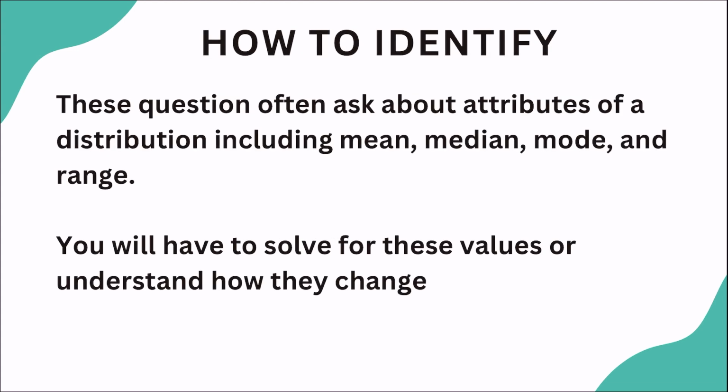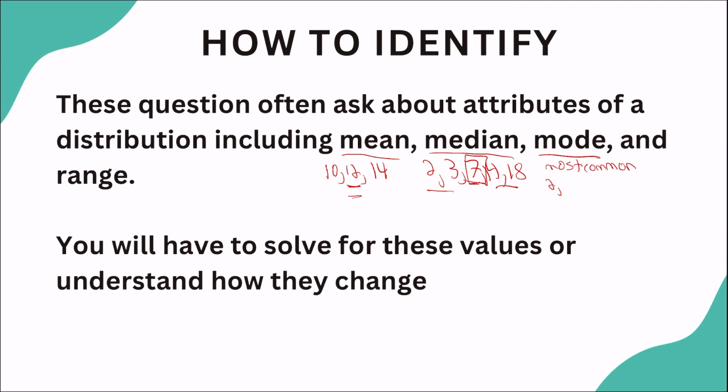So these questions will often ask about attributes of a distribution, including mean. Now mean is going to be our average number, so if we had like 10, 12, and 14, and we added them all together, divided by 3, we can see that 12 is our mean. And then median is going to be our middle value, so if we had 2, 3, 7, 4, 14, 18, our center would be the 7 one because we have 2 on both sides of it, so 7 would be our median.